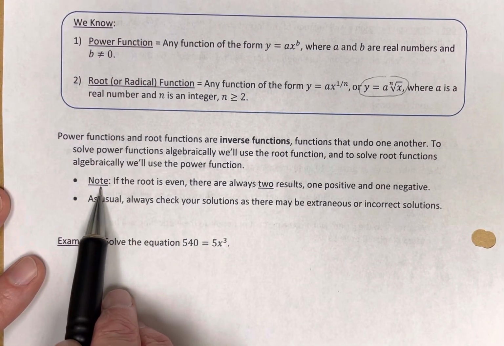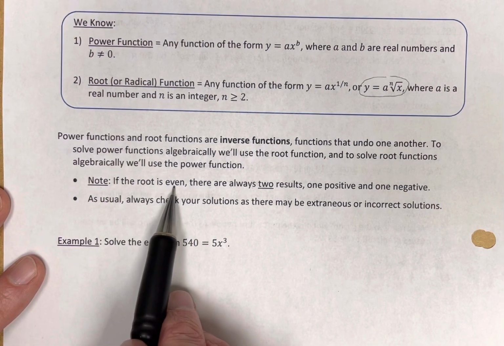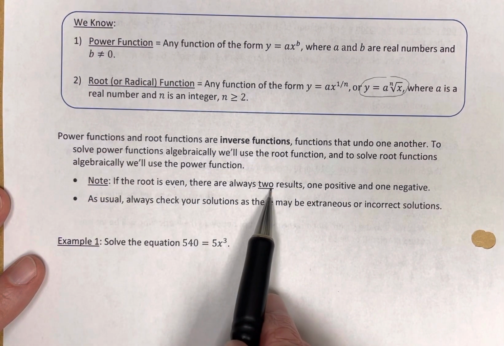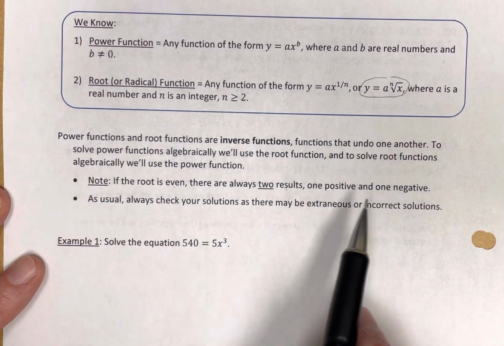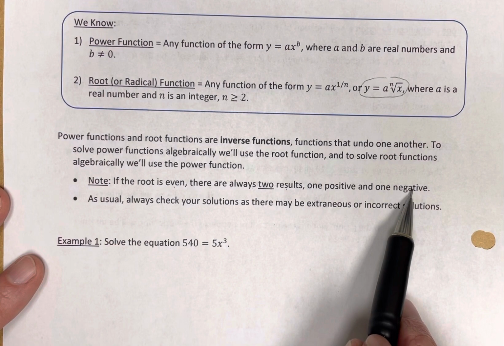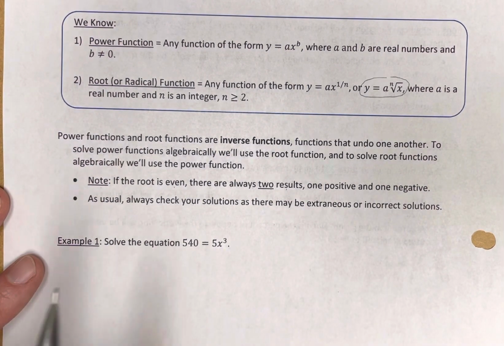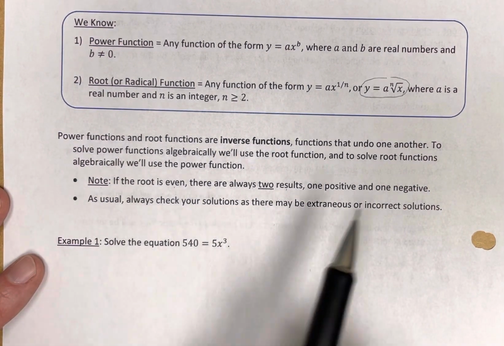As a note, if the root is even, there are always two results. The square root, you always have two results. One is positive and one is negative. And we'll take a look at an example of that.